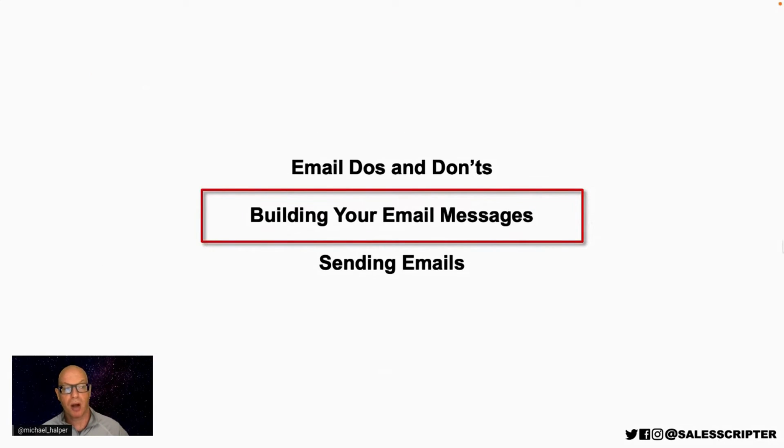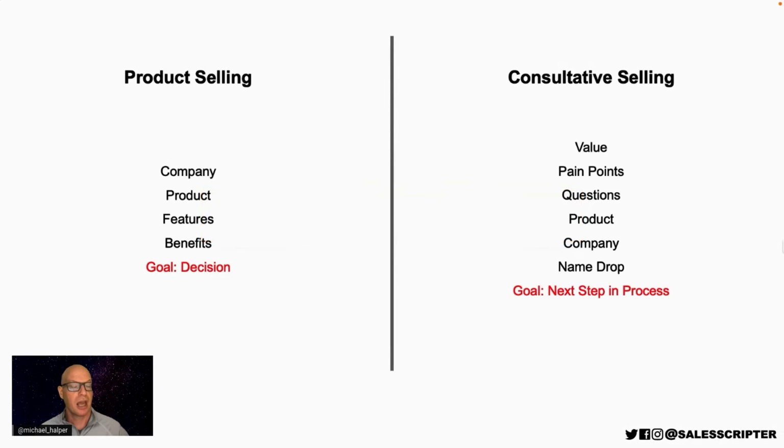So now let's talk about building your email messages. And I come back to this slide, which is what we've talked about in the past. On the left side, we have product selling, which is: this is who I work for, this is what I sell, this is what it does. Do you need what I sell? And on the right side is the more consultative approach.